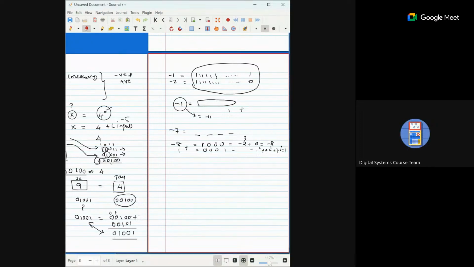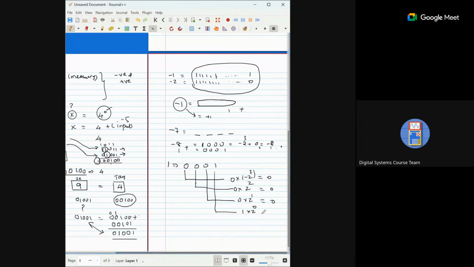Okay, I'll read it in a clear fashion. +1, I can write it with the same formula. It is 0001. Sorry, the first bit is 0, not 1, because here the bit value is 0, right? So 0 into -2 power 3, then 0 into 2 power 2, 0 into 2 power 1, and 1 into 2 power 0. This gives 0, 0, 0, 1, which is equal to 1.